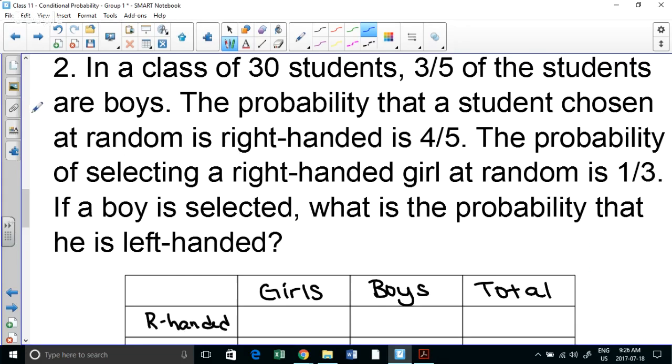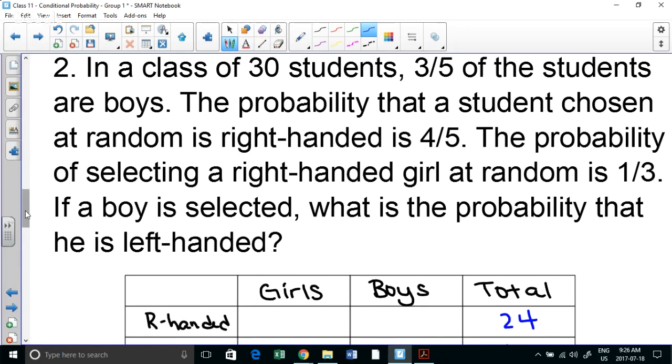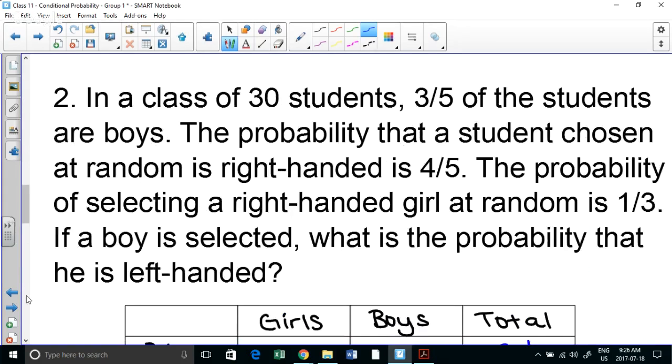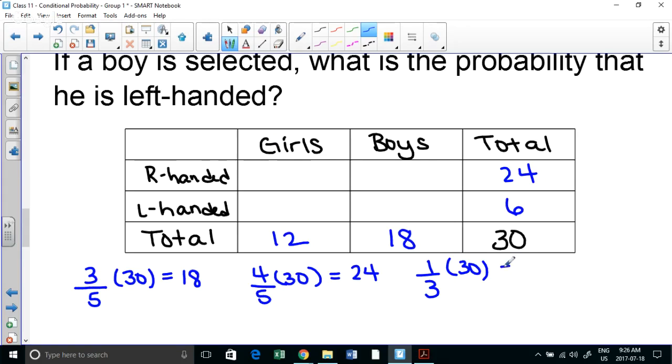What other information do I have? The probability that a student chosen at random is right-handed is 4/5. So 4/5 times 30 gives me 24. So that is how many are right-handed, meaning that there are 6 left-handed kids. The last probability, the probability of selecting a right-handed girl at random is 1/3. So we have 1/3. That gives me 10. That's a right-handed girl. So that goes there.